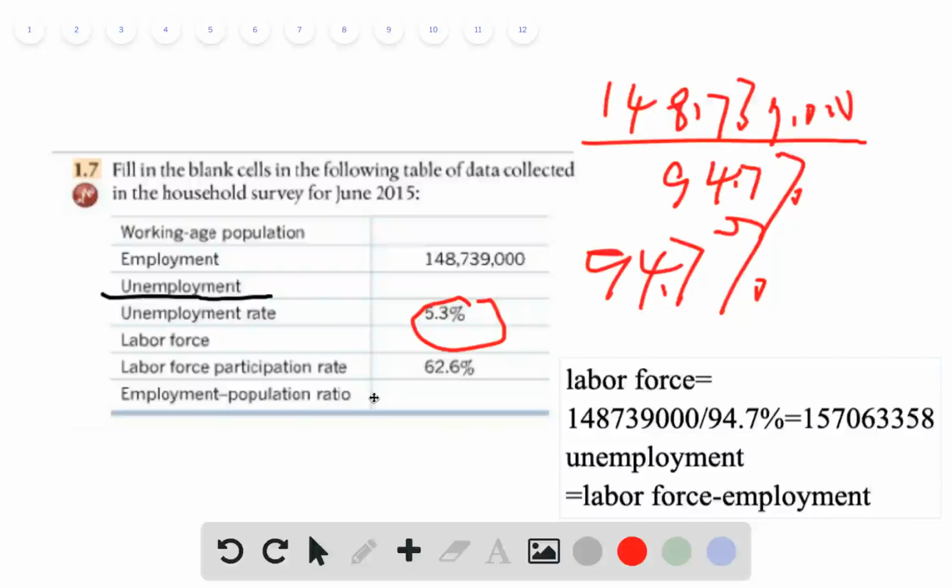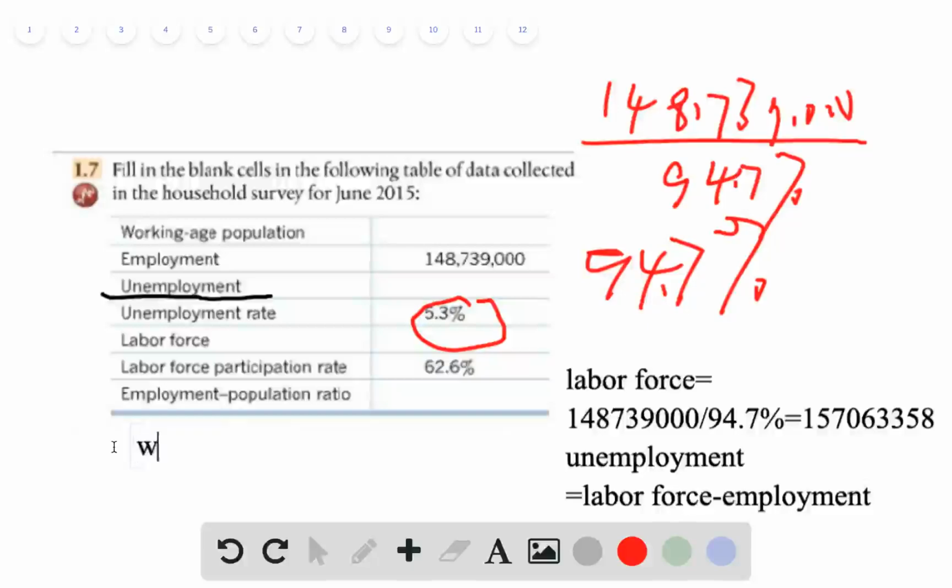So the employment population ratio is the labor force participation rate. So the labor force participation rate is basically the amount of labor force that is used in the working age population. So we know that the amount of labor force is 157 something. So we need to divide it by the labor force participation rate, that is 62%. So let's write it here.